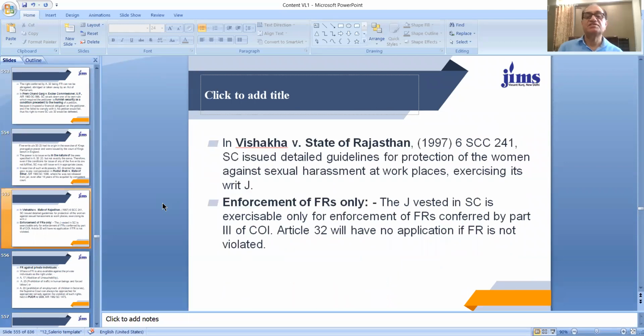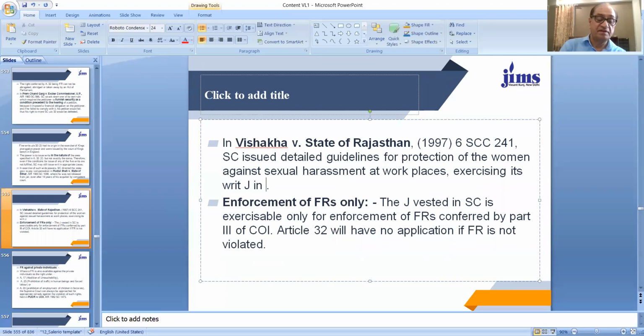Then we have another illustration of Vishaka versus State of Rajasthan, in which the Supreme Court issued detailed guidelines for the protection of women against sexual harassment at workplaces, exercising its writ jurisdiction of mandamus. So these guidelines were in the nature of mandamus, exercising its writ jurisdiction in mandamus. I'll mention here.